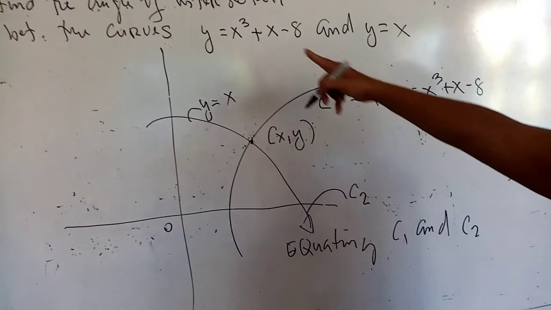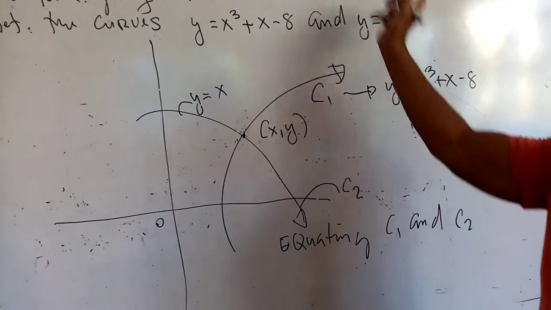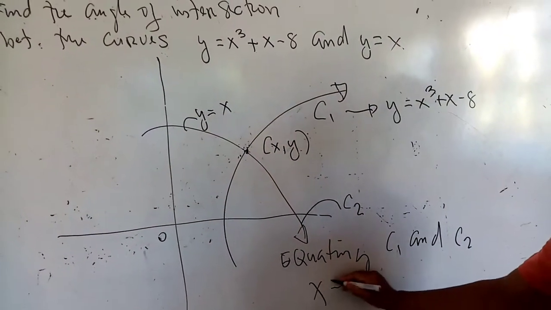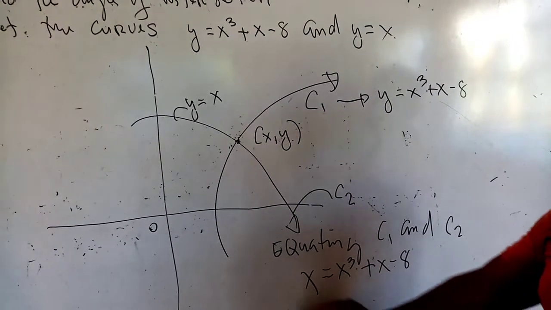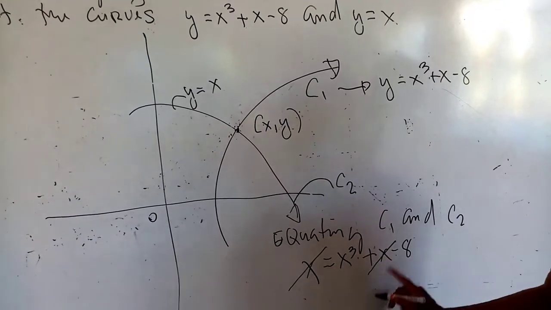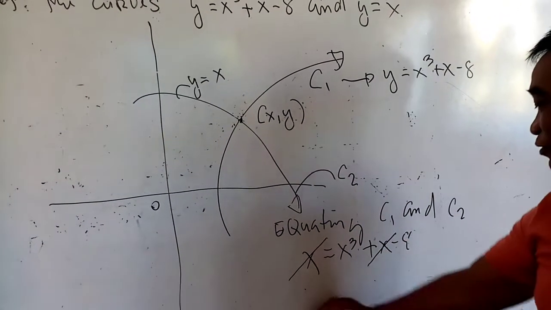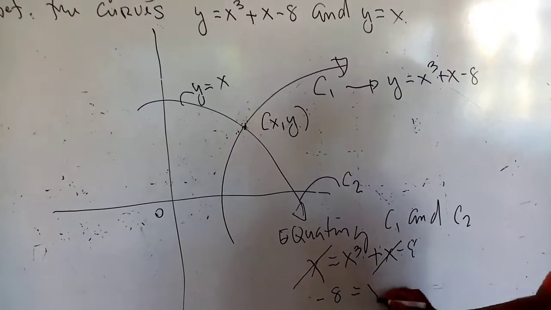Now in your curve 1 there, that would be y equals x. In curve 2, that would be x to the third, plus x, minus a. Now through cancellation, this will cancel. Then if you transpose, that would be negative 8 equals x to the third.